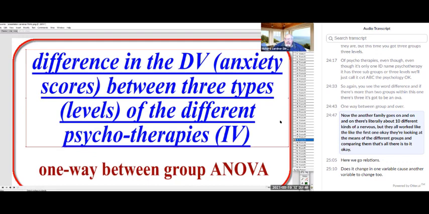Now the ANOVA family goes on and on and on. There's literally about 10 different kinds of ANOVAs, but they all work like the first one. They're looking at the means of the different groups and comparing them. That's all there is to it. Okay.